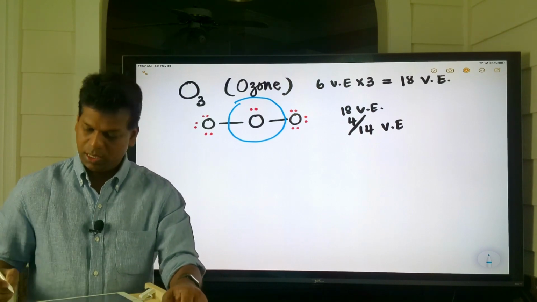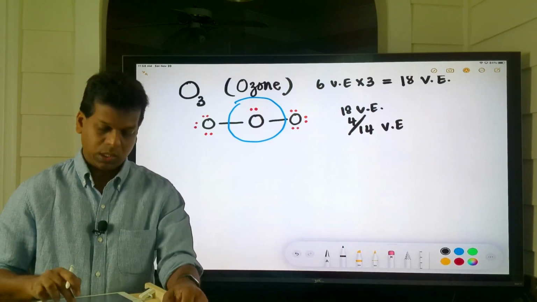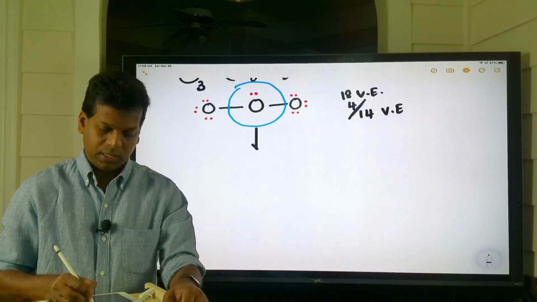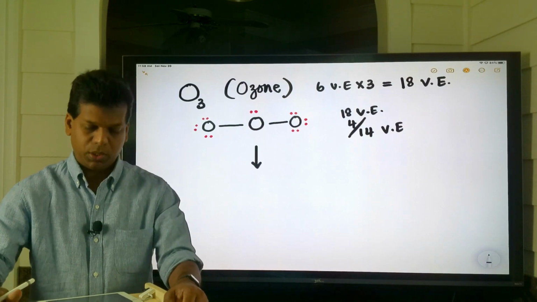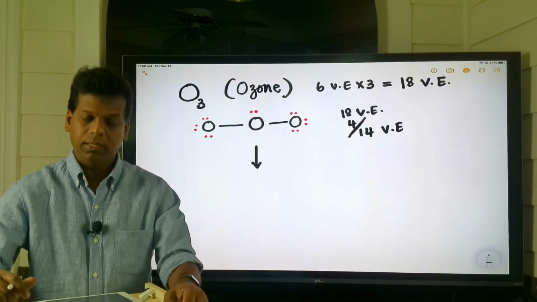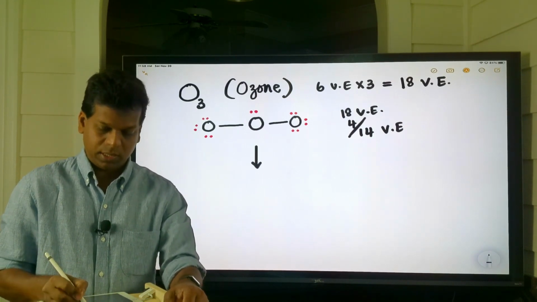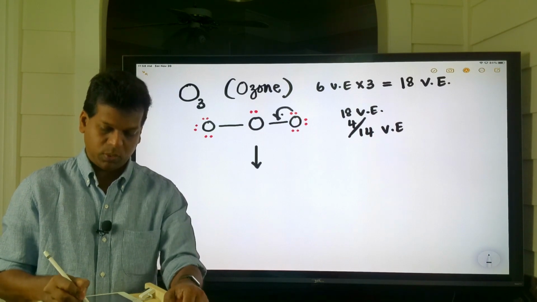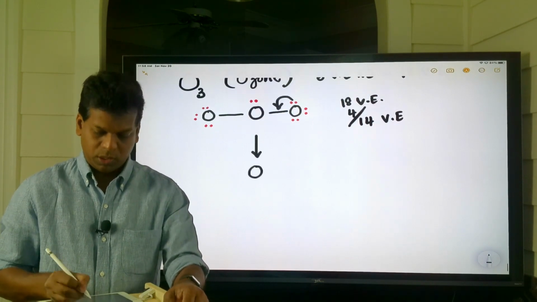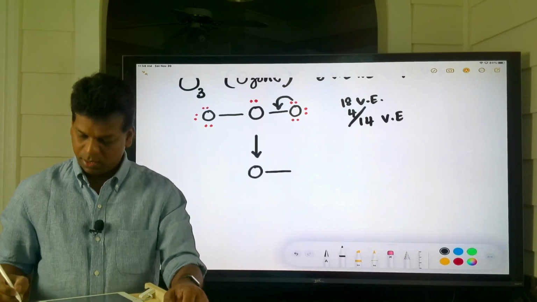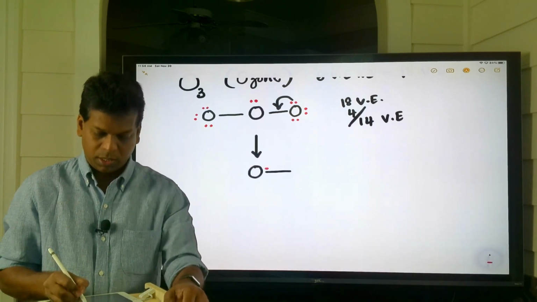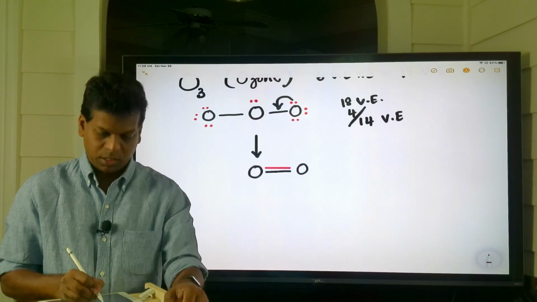So that oxygen is not happy. We have to give that oxygen 8 electrons. How can we do that? Just by creating a double bond between a terminal oxygen and the central oxygen. So let's share this pair. If you do, initially there was 1 bond, and we created a new one by sharing another pair with this oxygen. We did nothing to the other oxygen.